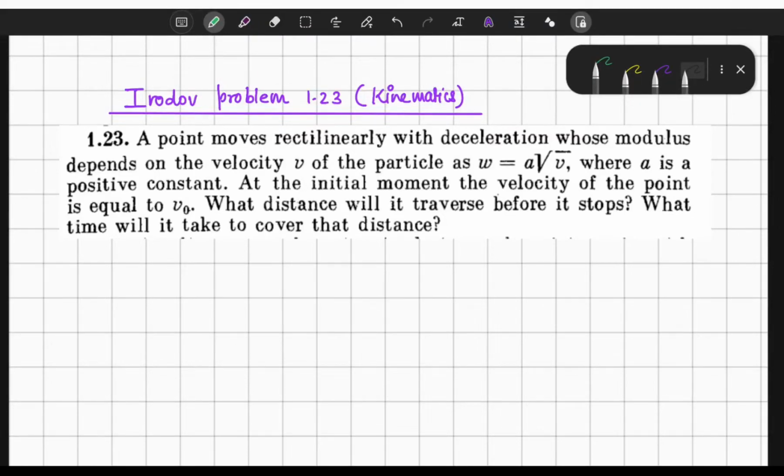Hello everyone. In this video, we are going to solve problem number 1.23 from Irodov, and that is related to kinematics. So let us first read out the problem and then we will solve the problem step by step.